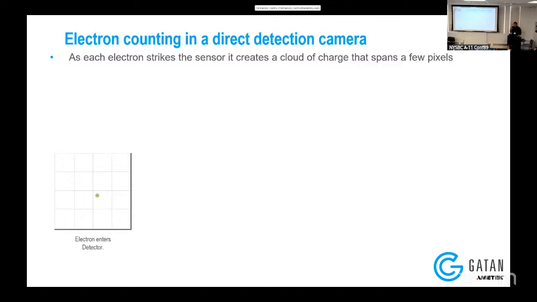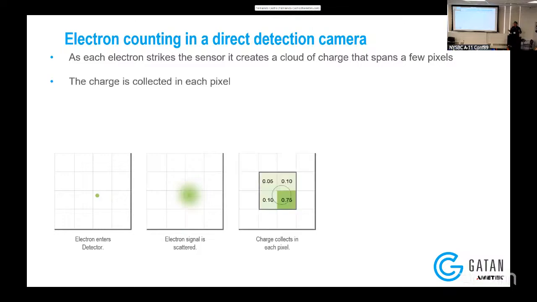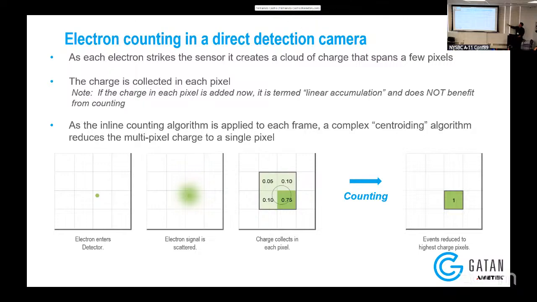What's happening is that as each electron hits the detector, it deposits some amount of energy over some spatial distribution. In some cases, it may deposit energy over many different pixels in your camera. So you can have image processing on the chip that can identify exactly how much energy is deposited on which pixel and use that to reduce this spatially distributed level of energy to a single pixel and a single event, and that's what's called counting.